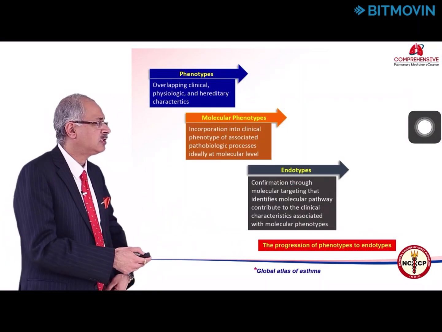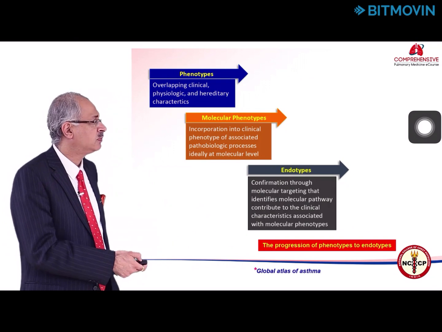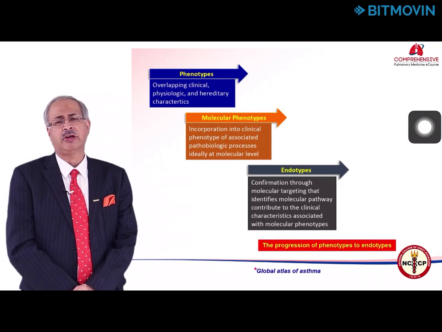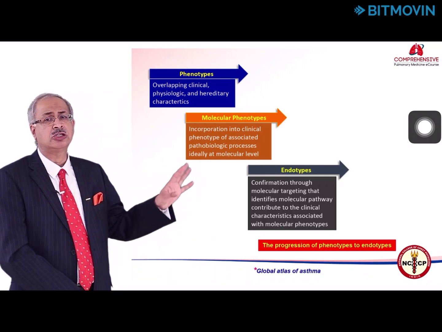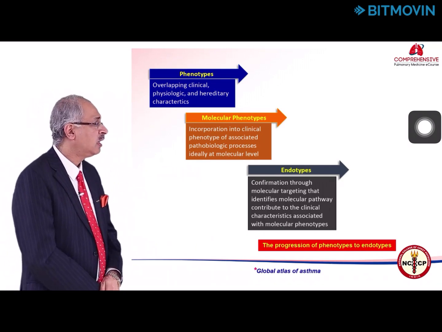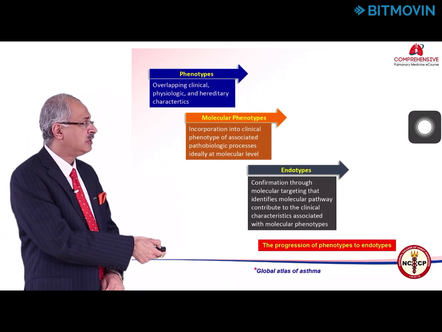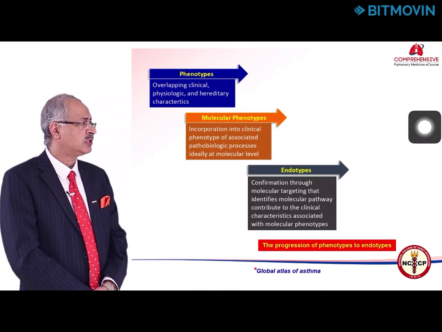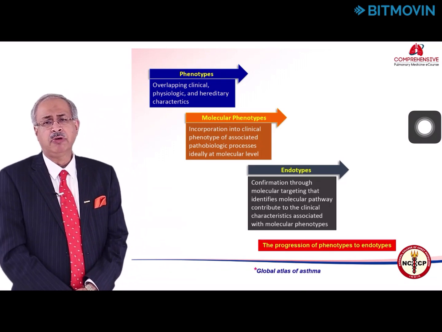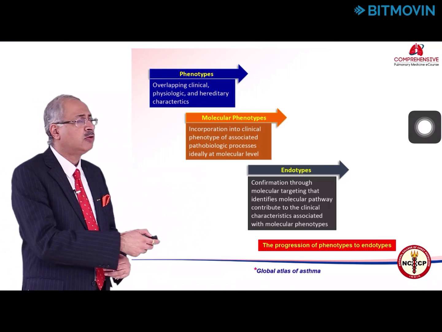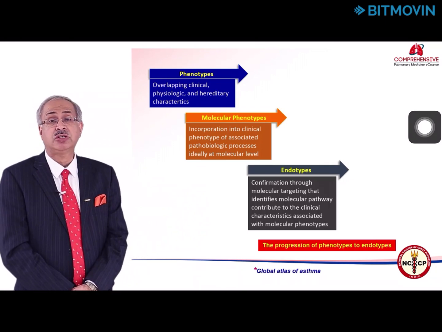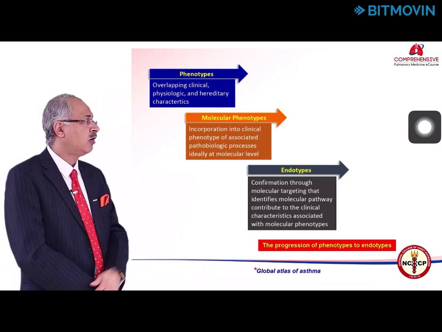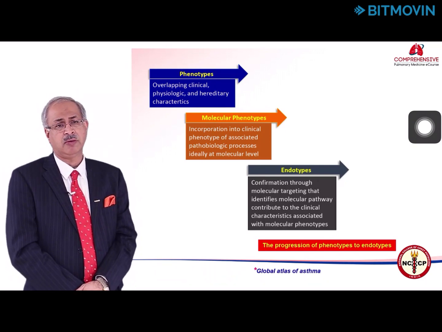Now, this is a progression of phenotypes to endotypes. Phenotypes are nothing else but overlapping clinical, physiological and hereditary characteristics which define a particular subgroup of asthma patients. The molecular phenotype is when, with this clinical phenotype, we incorporate pathological processes, ideally at a molecular level, like looking at cytokines. Now, when you talk in terms of phenotype, it is confirmation through the molecular targeting, which identifies the molecular pathways contributing to the clinical characteristics along with the molecular phenotypes.